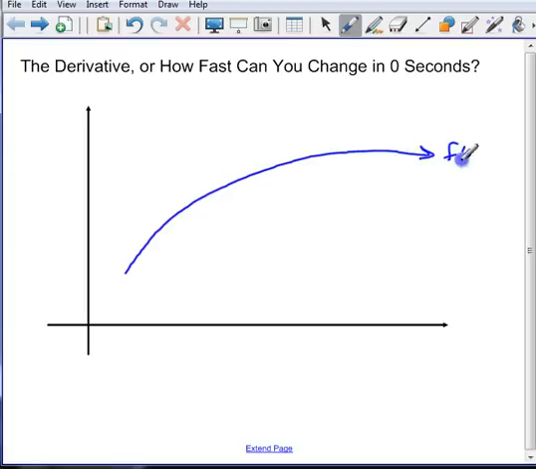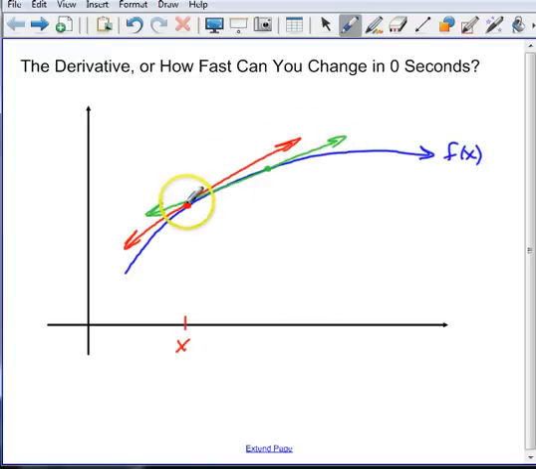So let's say we've got a function here, f of x, and I would like to know the slope of the tangent line to this curve at x. Okay, so that's a bit of a problem because to get the slope of a line, I need 2 points. And if I draw a secant line between these 2 points, I can do the change in y of these 2 points over the change in x of these 2 points and get the slope of that line.